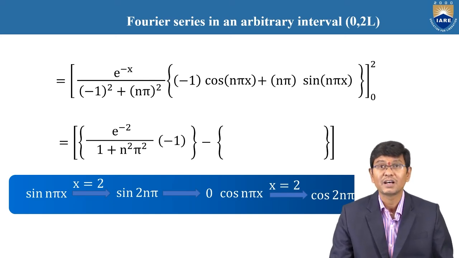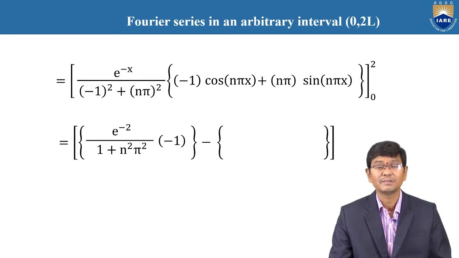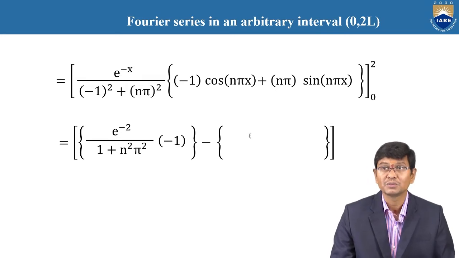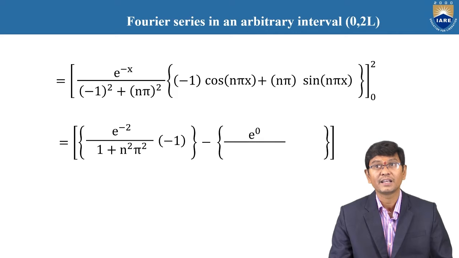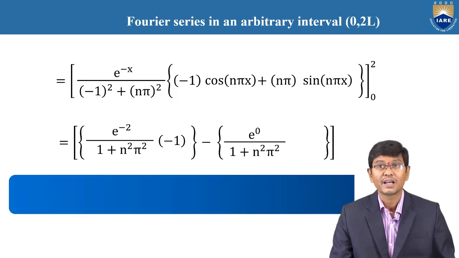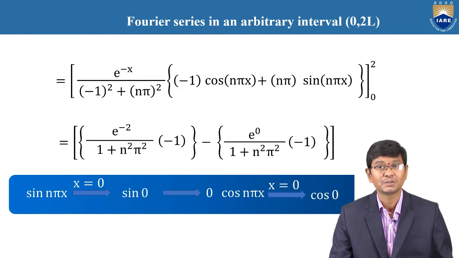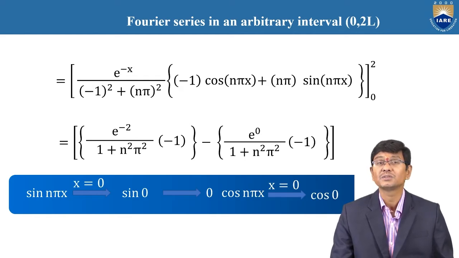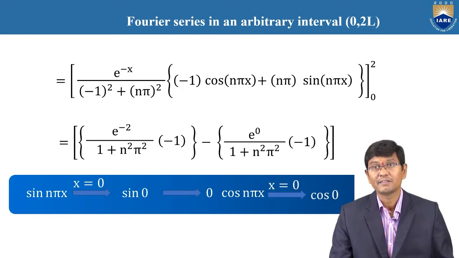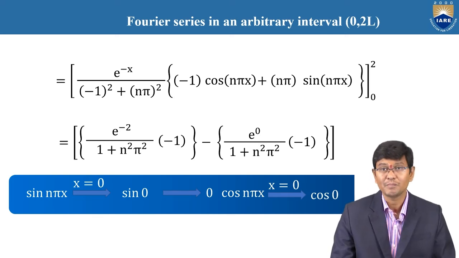Therefore, using this value, the first bracket is e^(-2)/(1 + n²π²) into (-1), minus half. Using the lower limit, sin nπx at x equal to 0 is 0, and cos nπx at x equal to 0 is 1. In the second bracket, the value is e^0/(1 + n²π²) into (-1).